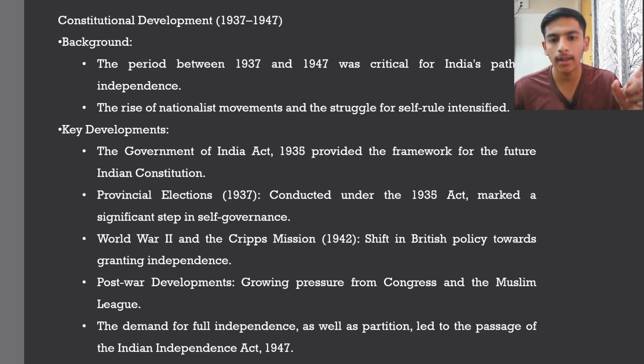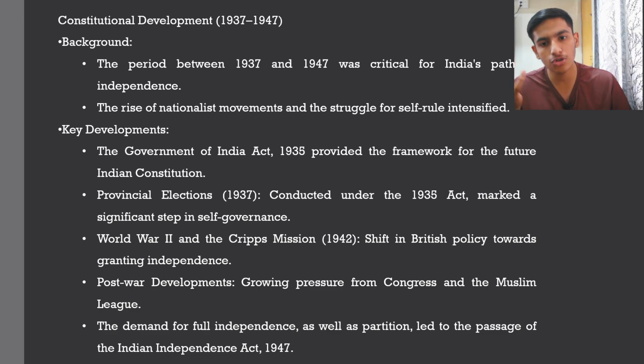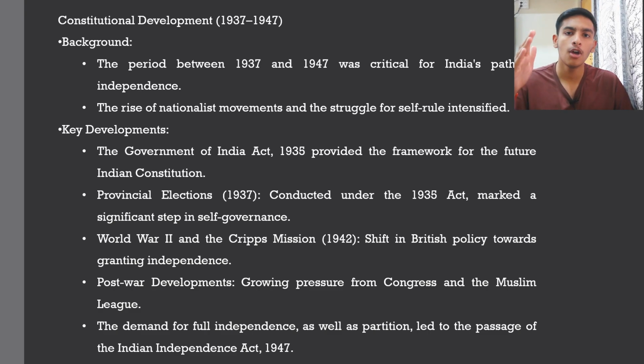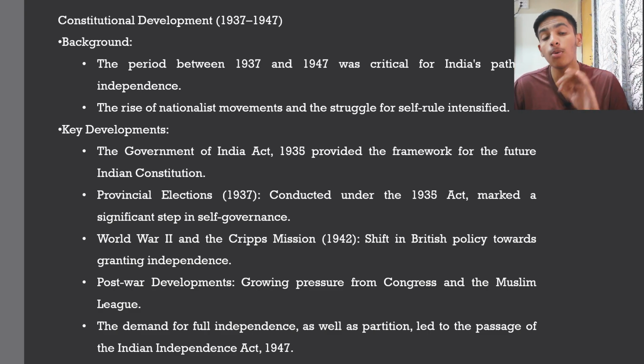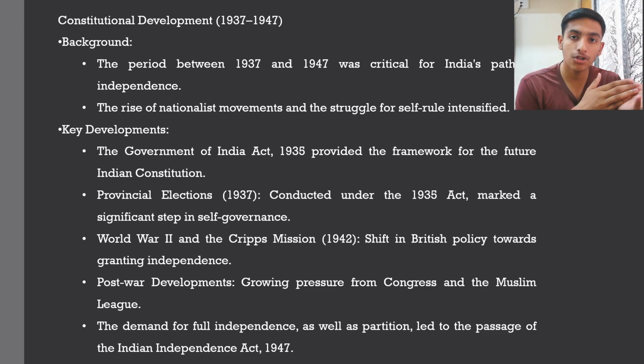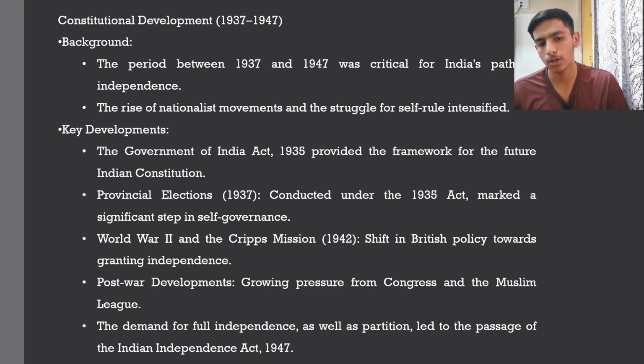Then, as we all know, till 1942 was the World War II era, and the Cripps Mission was the shift of British policy towards independence. The British also realized by then that they could not stay here for long and India would gain independence. So this was the process from the Cripps Mission to post-war regarding the transfer of power from the British officials to Indian authorities. And after we demanded full independence, through the Indian Independence Act of 1947, India gained independence.